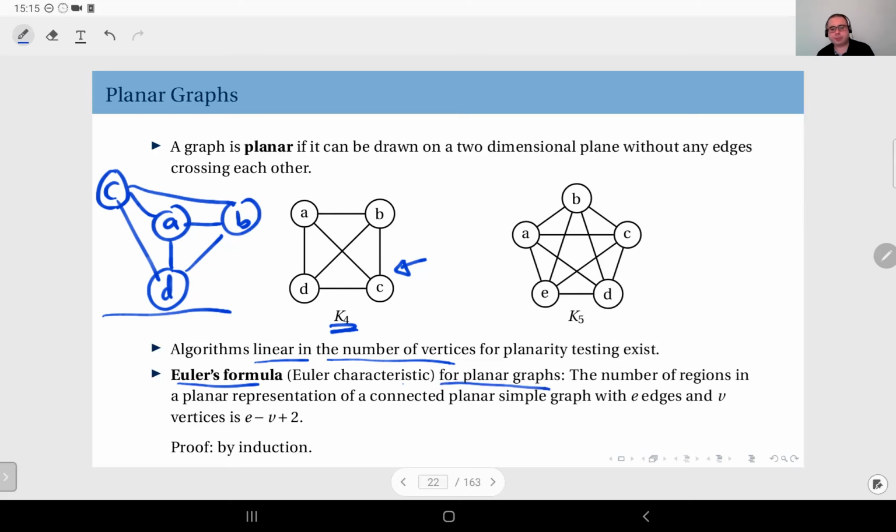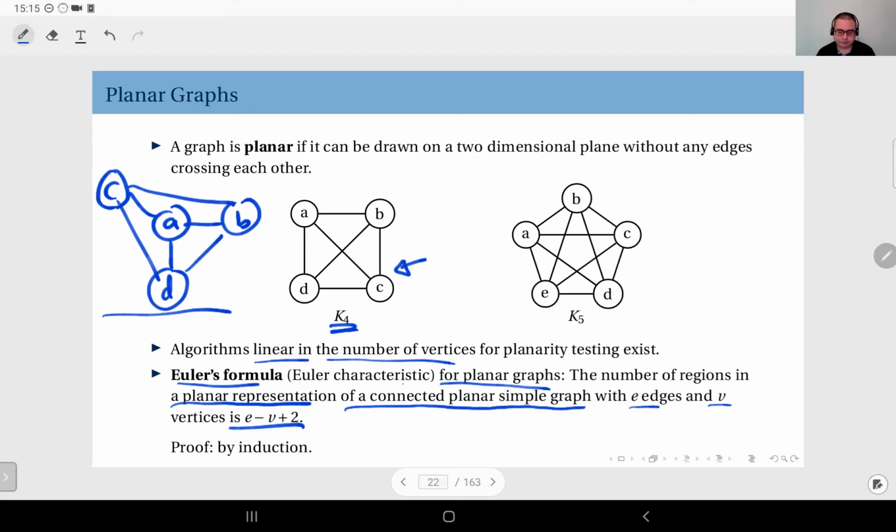This gives you the number of regions in a planar representation of a connected planar simple graph. You have E edges and V vertices, and the total number of areas or the regions that the two-dimensional plane is divided into is given by E minus V plus 2.